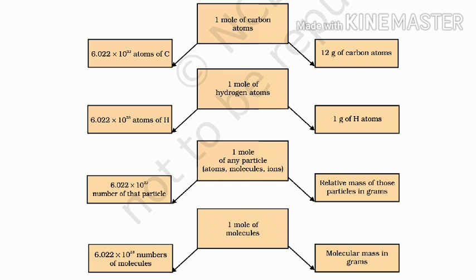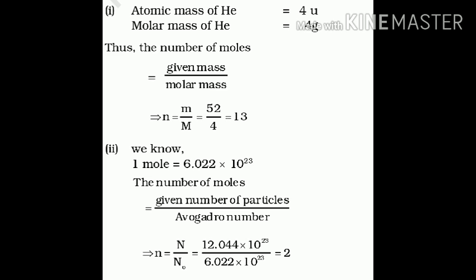But the problem is, how can we calculate the number of moles? Because we can measure a quantity in terms of weight, there is a relationship between mole and weight. If the weight of any substance is given in grams, you divide the given weight by its molecular weight or atomic weight.